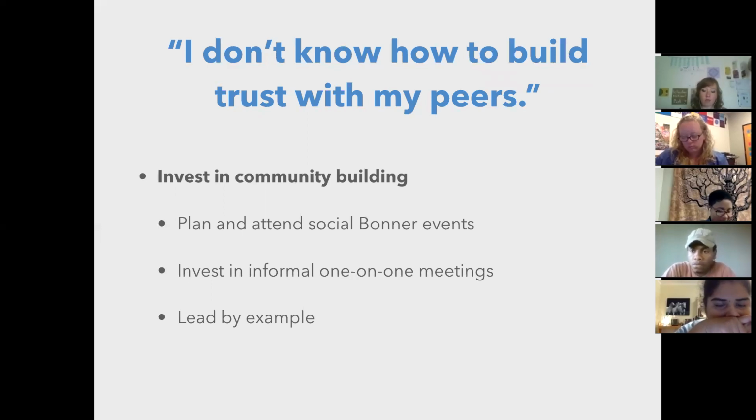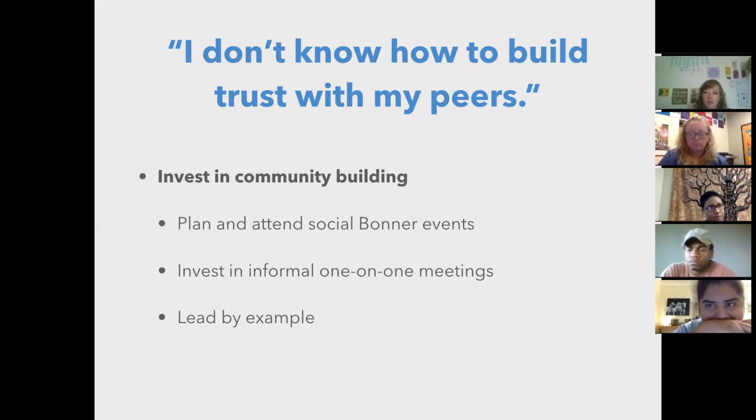So basically the strategy is invest in community building. It's really important for you to plan these Bonner social events, but also to attend and just get to know the rest of your Bonners. Invest in informal one-on-one meetings. This is really important, where sometimes it's impossible if you have a huge Bonner program, like 100 Bonners, but in that case, invest in meeting with half of them. And then your other intern meets with the other half throughout the whole year. But these could be as easy as, hey, let's meet for coffee. How are you doing?